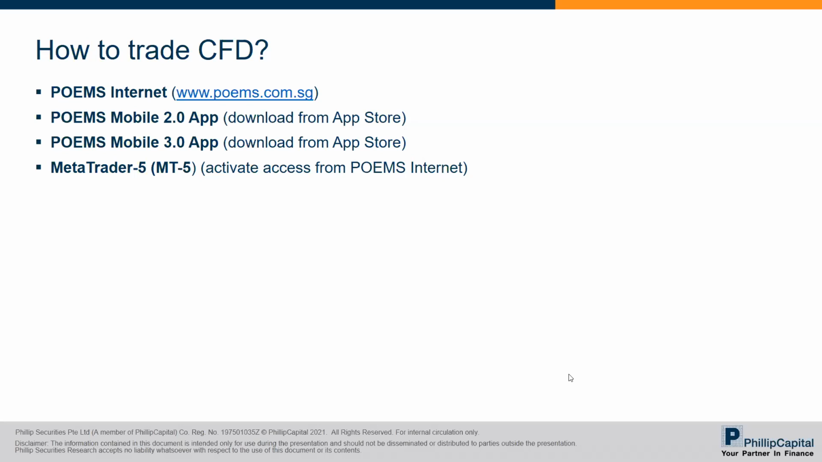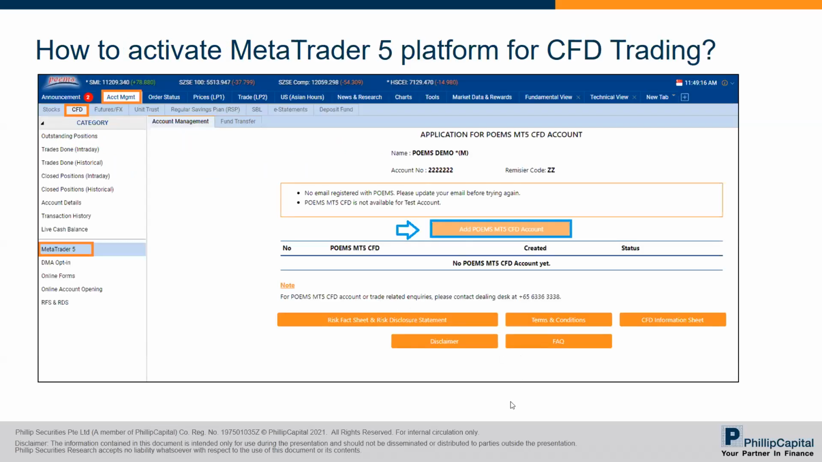And recently, we also launched CFD trading on MetaTrader 5 or MT5. This is a new platform facility that we are launching. You can request access to trade MetaTrader 5 from POEMS Internet. This is how you can request the access. First, you log into POEMS Internet on your computer or laptop. Then you click on account management, CFD, and over there you'll see a MetaTrader 5 item. You can click into it and then add an MT5 CFD account. Then you'll receive an email with further instructions on how to get started on CFD trading on MT5.